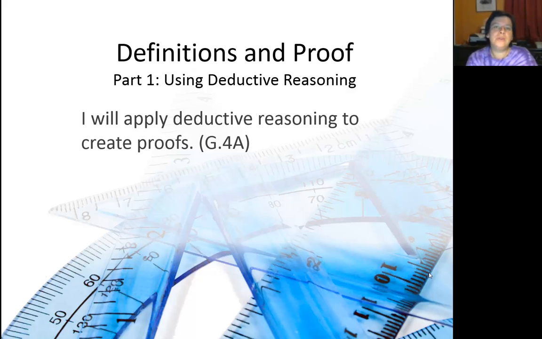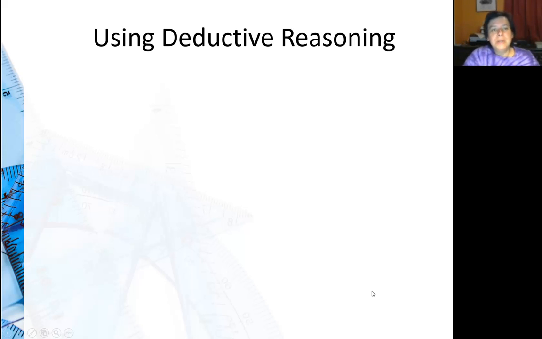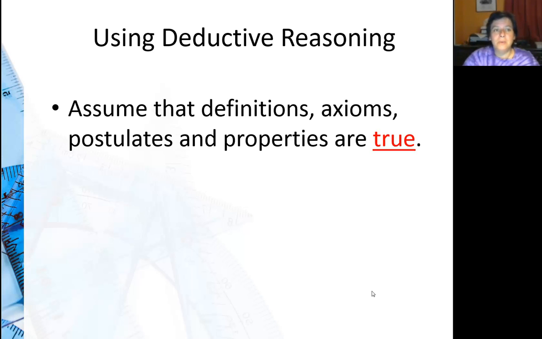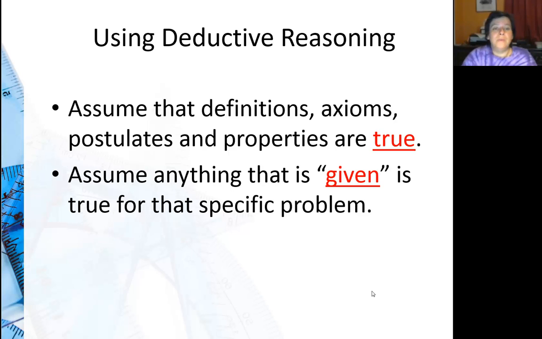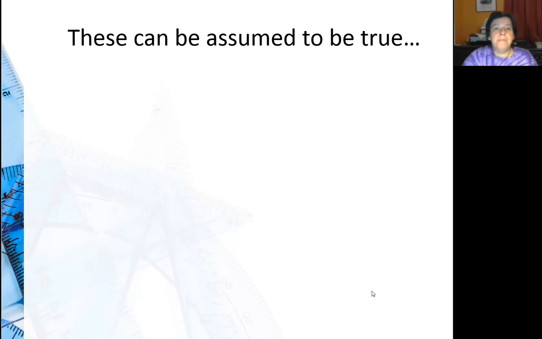Anyways, we will be using algebraic properties today to do proofs. So more structured proofs where we go step by step. Using deductive reasoning, a lot of times we will be doing proofs with images in them. So it's important to let you know what you can assume is true and what you can't assume is true. You can assume that definitions, axioms, postulates, and properties are true. If anything is given, you can assume that is true as well. So assume that it's a given property for that specific problem.